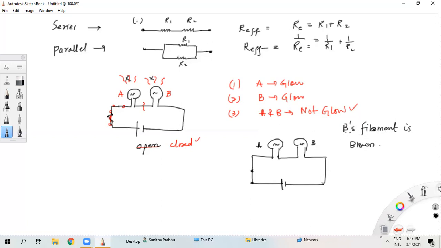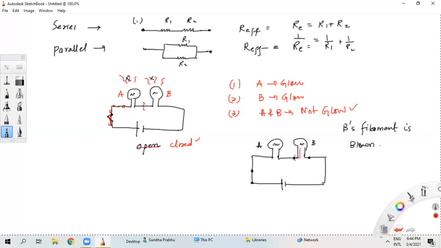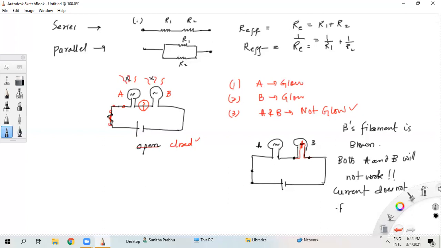But actually, what is the meaning of B's filament is blown? That means there is no path from here through B till across the B, right? That means, see, when you say electricity is passing through B, it means like this. The electrons can come like this, go through the filament and go to this wire, isn't it? So when B is blown, that means this part is broken, okay? It's the same thing as this one. So whether the wire has got damaged or the filament is blown, the net effect is both A and B will not work. That means current is not going to pass through the circuit. Is it okay, ma'am? Yes, sir.